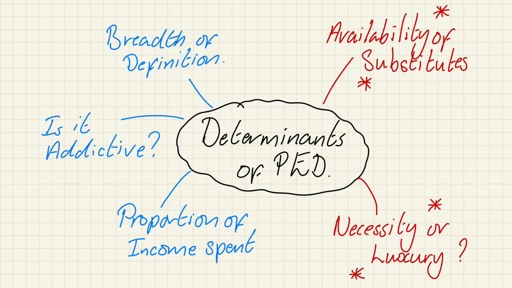So we'll start with the proportion of income spent on the product. If the product is very expensive and takes up a large proportion of the household's income, it's going to be very difficult for the household to carry on buying that product in the same quantity if the price rises. So things like family holidays, for example, might have a relatively elastic demand, because if the price of holidays were to increase by 10%, that would mean that many households could no longer afford them.